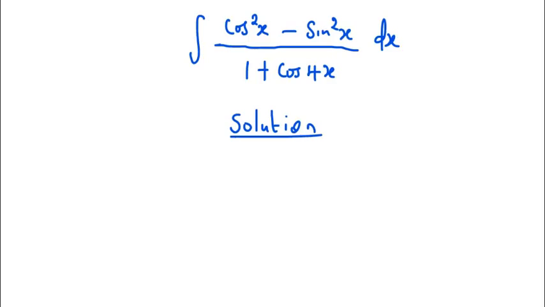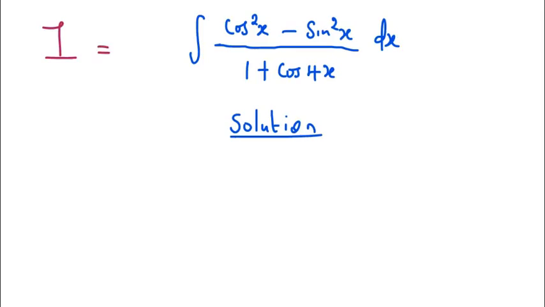Today we have another interesting indefinite integral involving trigonometries. We have to integrate the cosine squared of x minus the sine squared of x, whole divided by 1 plus the cosine of 4x, dx. Okay? Now before we proceed, let's call this integral I.